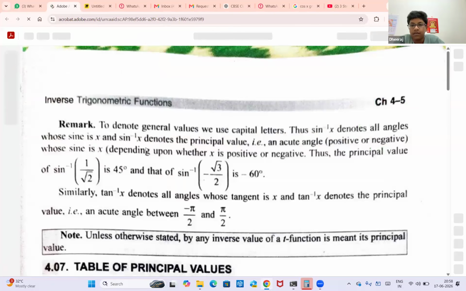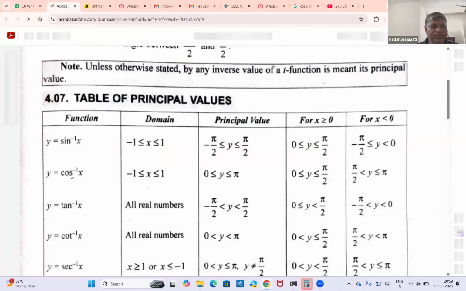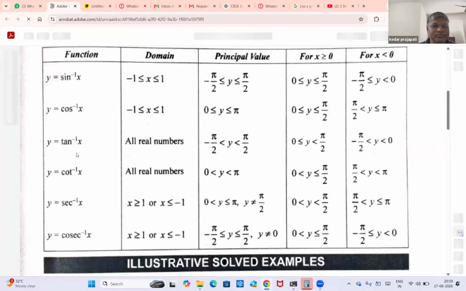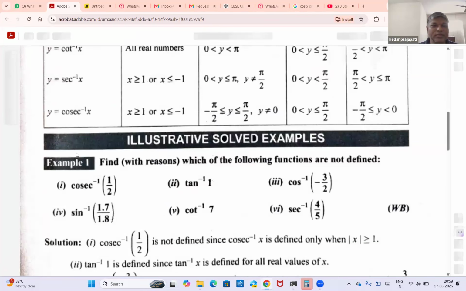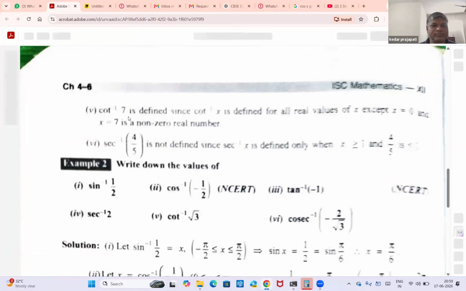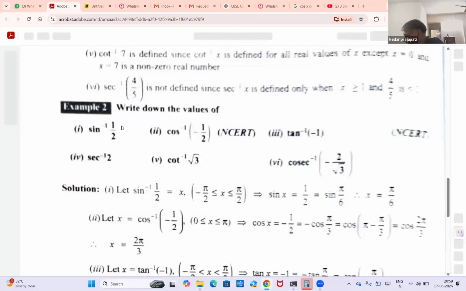So the plan was to help you with sine inverse x, cos inverse x, and tan inverse x. So we are done with this. Not this question, these ones. I'll give this PDF to you later.